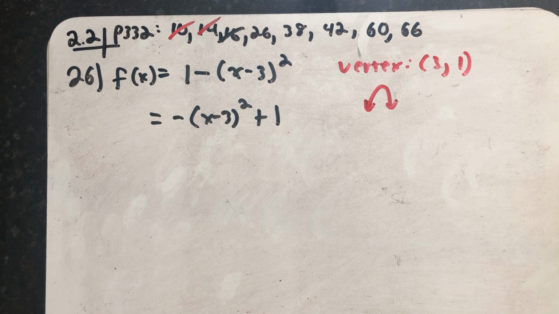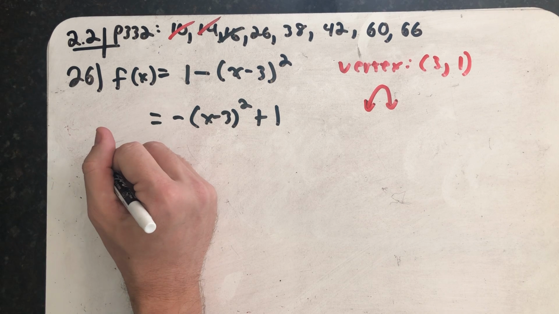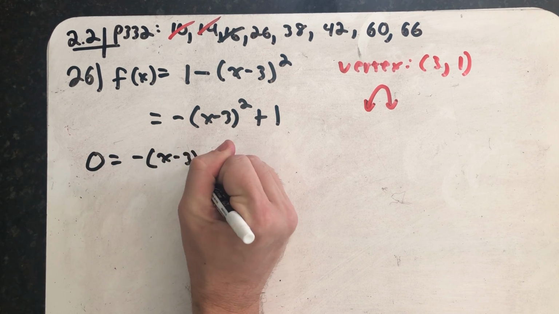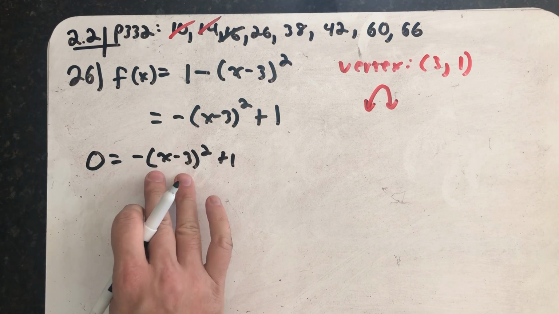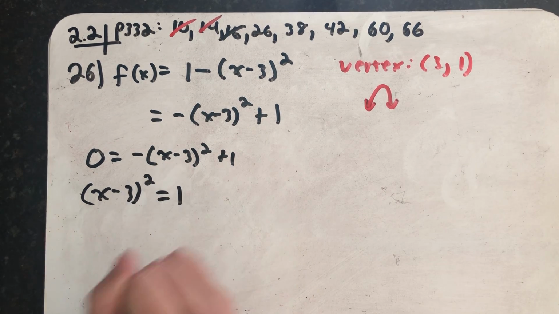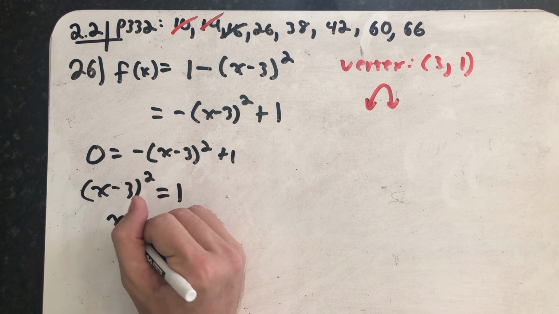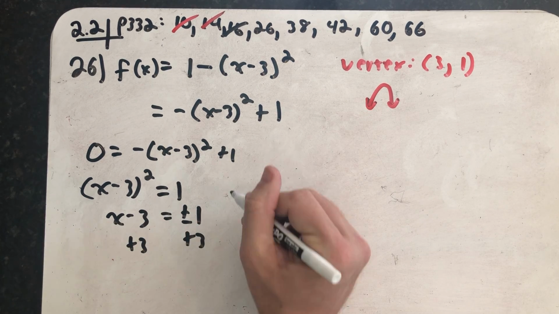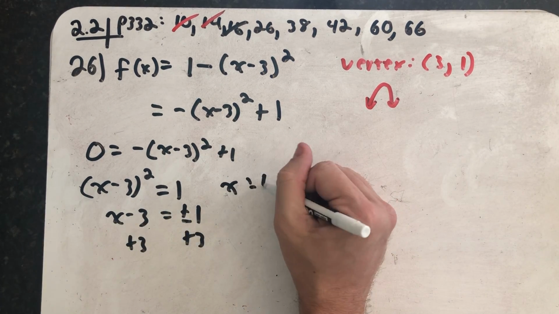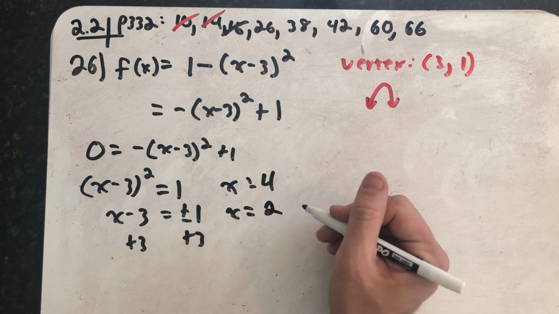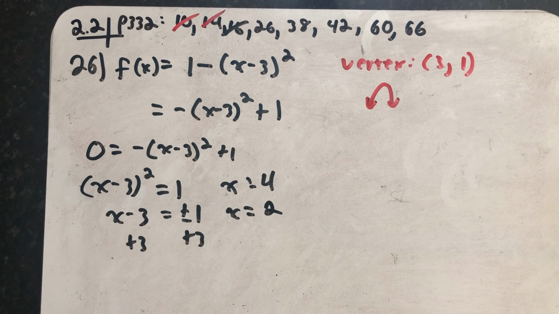All right, well, I'm asked for the intercepts. Set the function equal to 0 to find the x intercepts. You can imagine adding this to both sides to get (x minus 3) squared equal to 1. If I take the square root of both sides, I'll get x minus 3 equals plus or minus 1. So to find x, I will be adding a 3 to 1. That would give me a 4. And I'll be adding a 3 to a minus 1, which would give me a 2. So my x intercepts are 2 and 4.